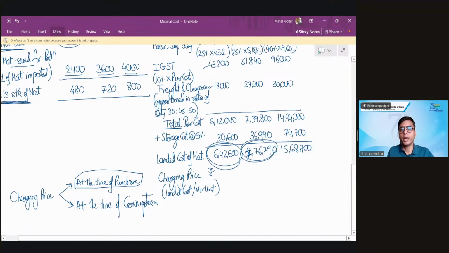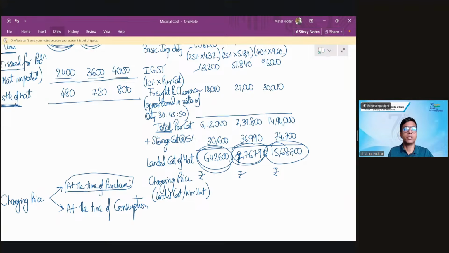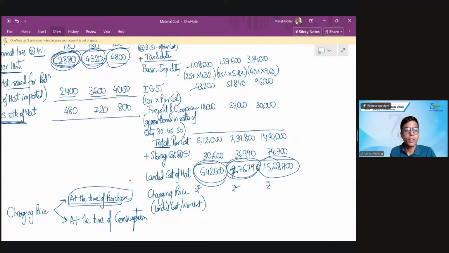Similarly, this is the landed cost and this is your normal units. When you divide it, you get the charging price. Similarly for R, this is your landed cost and this is your normal units. So when you divide this, you get your charging price. Now, we find out this charging price first at the time of purchase as we just did. But then interestingly, you have to again find out this price at the time of consumption.